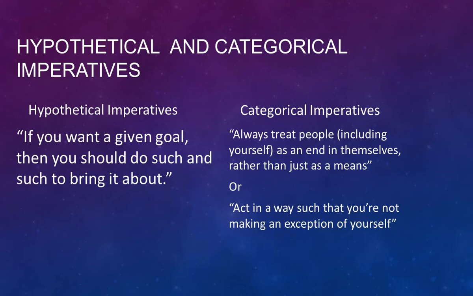One version is: always treat people, including yourself, as an end in themselves rather than just as a means. So never use people as mere objects. When you're interacting with somebody, keep in mind that they are also a subject, an autonomous, free agent deserving of respect and dignity. And he thinks he can get that from pure reason alone. It's a book-length argument, but weirdly, he thinks this is exactly equivalent to the following other categorical imperative, which says: act in such a way that you're not making an exception of yourself.